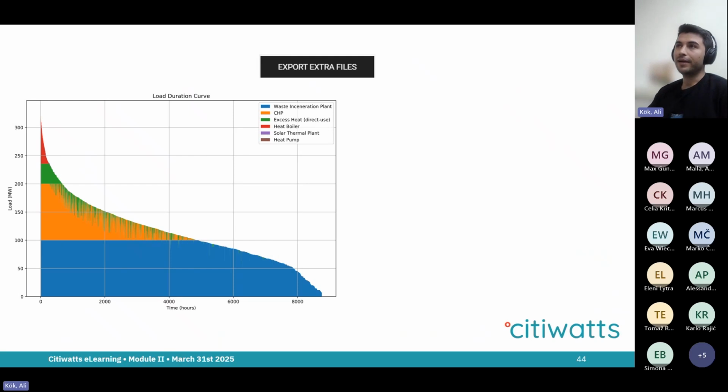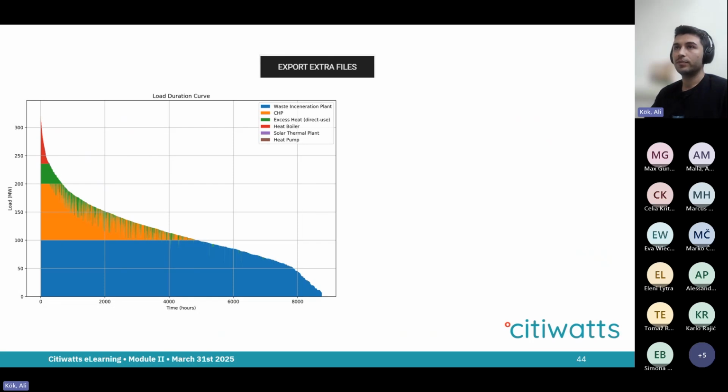And finally, you also have the option to export some extra files. When you click on this, you will get a zip file with one PNG file, which has this figure you see on the screen now. And then you will also get an Excel file. These are not necessary for the scenario assessment tool. These are just to give you some extra outputs to understand what is used with the model.